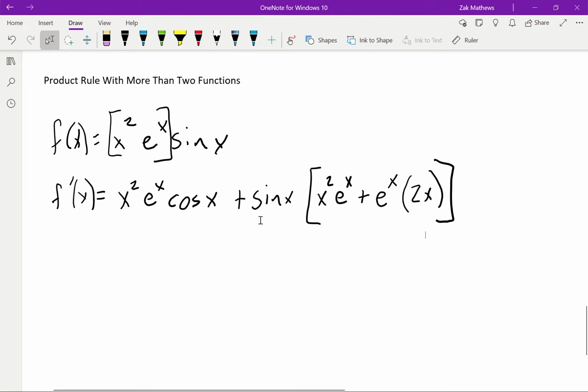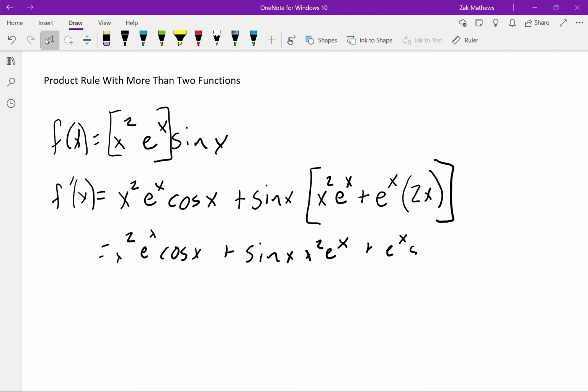Now, if we want to, we can distribute out that sine of x. And we kind of get an interesting pattern here. Sine x, x squared, e to the x, plus e to the x. Let me just leave the sine in front so I'm consistent. Sine x, e to the x, times 2x. I wouldn't necessarily write it like this, but in terms of order, I'd move my polynomial to the front.